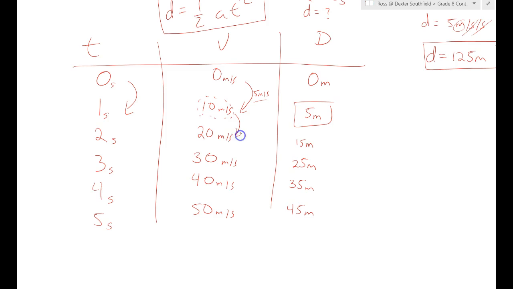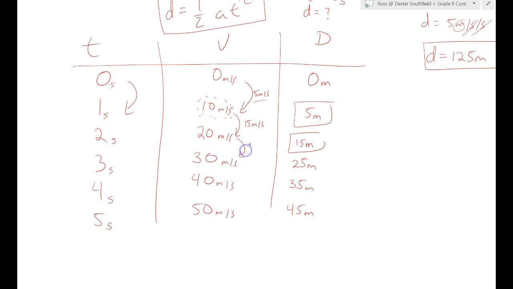Here, speeding up from 10 to 20, the median between those two numbers is 15 meters per second. So if on average in that second you traveled 15 meters per second, how far are you going to go? 15 meters.